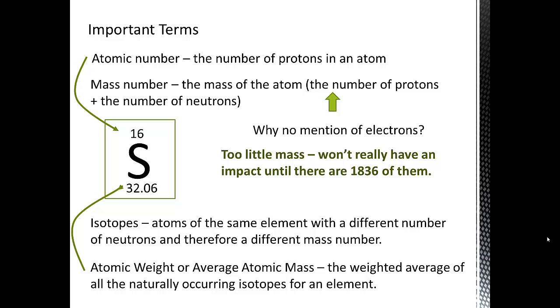So if you look up at sulfur, you'll see that since the mass is 32.06, probably the most common isotope is going to be 32, and there will be some isotopes that are definitely heavier than that to account for that 0.06 extra.